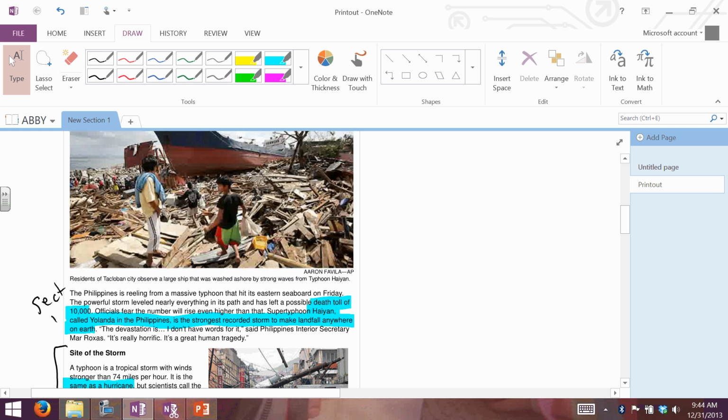Let me pull it back up. Remember the important information I found. Death tolls 10,000. High-end called Yolanda in the Philippines. Strongest recorded storm to make landfall everywhere on Earth. So what is this section about?